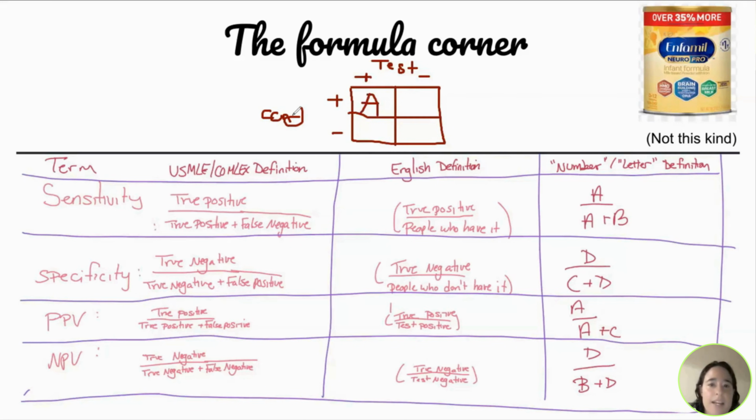Then here, if I test positive but don't have the condition, these guys would be my false positives. So we'll call those false positives here. If I test negative, but I actually did have the condition, then we'll call those our false negatives. And then if we test negative and don't have the disease, we'll call those our true negatives.